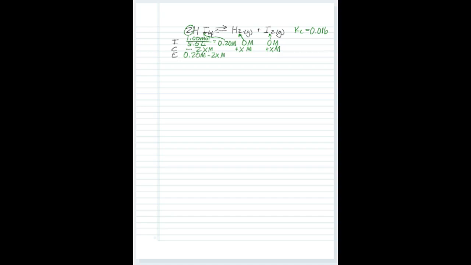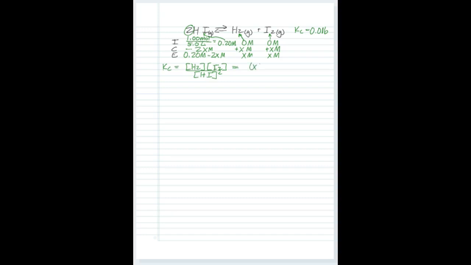And I'm going to put my units in there. Okay. So I've got my equilibrium concentrations with an unknown in it. And I can say that my equilibrium expression is this. Right? So now I can substitute my equilibrium concentrations in there.